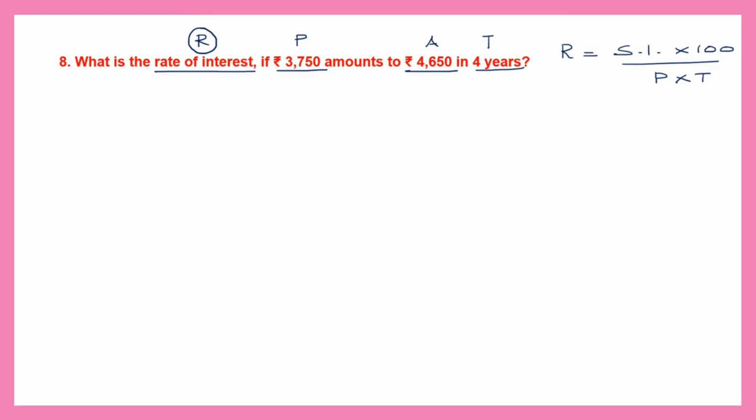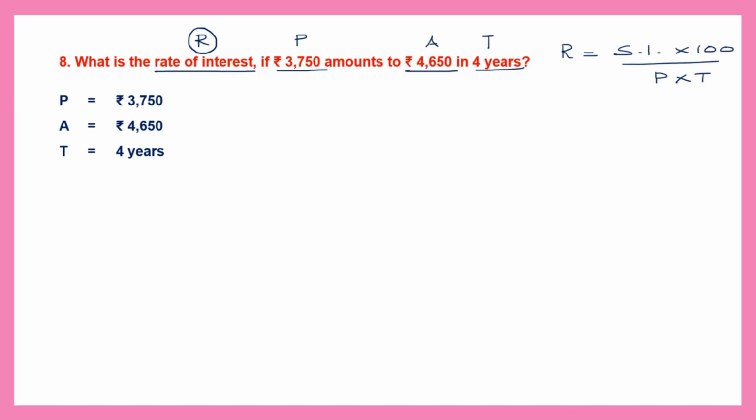Now, do we have the values for all these? Do we have the value for T? Time? Yes, we have 4 years. Do we have principal? Yes, we have. Do we have simple interest? No, we don't have simple interest. So if we have to find the rate, first we need to find simple interest. So let's begin by writing what we've been given. So we have the principal, we have the amount, and we have the time given to us. So first we're going to find simple interest, and then we're going to use this formula to find the rate of interest.